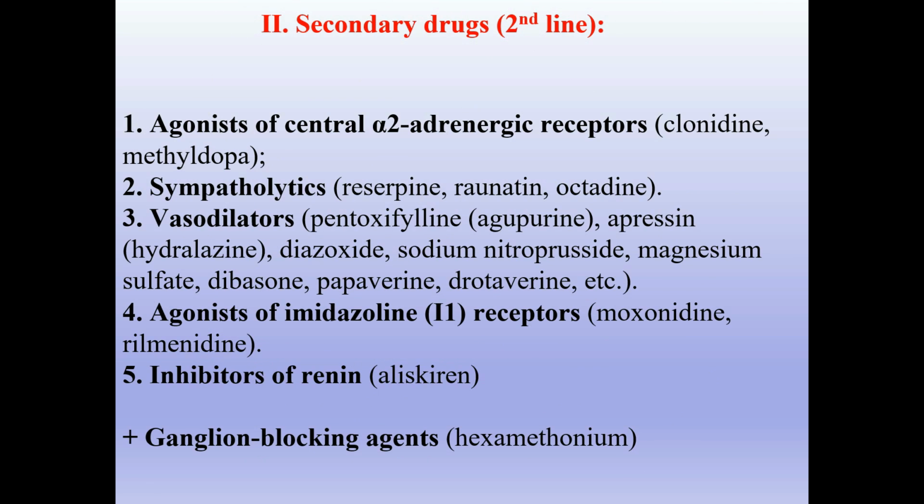And secondary drugs, second line. First, agonists of central alpha-2 adrenergic receptors. We discussed them in lecture 5, but we will anyway stop on them a little today. Second, sympatholytics: reserpine, raunatin, octadine. We also discussed them in lecture 5, but we will stop on them today. Third, vasodilators, we will stop on them in detail today. Fourth, agonists of imidazoline I1 receptors. We will stop on them today in detail. Fifth, inhibitors of renin. We talked about them in previous lecture 11. Plus ganglion blocking agents. We talked about them in lecture 4, but we will anyway stop on them today.